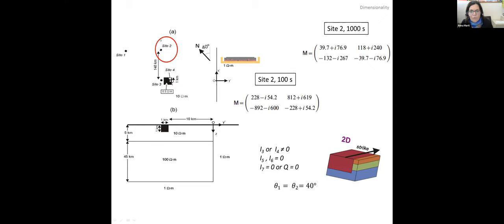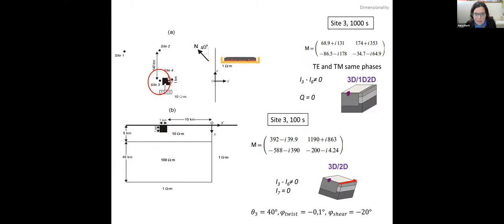For site two, this one is a bit closer to the contact. So in this case, I3 and I4 are not zero anymore, the rest are zero, and we can calculate the strike direction, which gives us a direction of 40 degrees, which is consistent with how the measures were made. So we are in a 2D case.